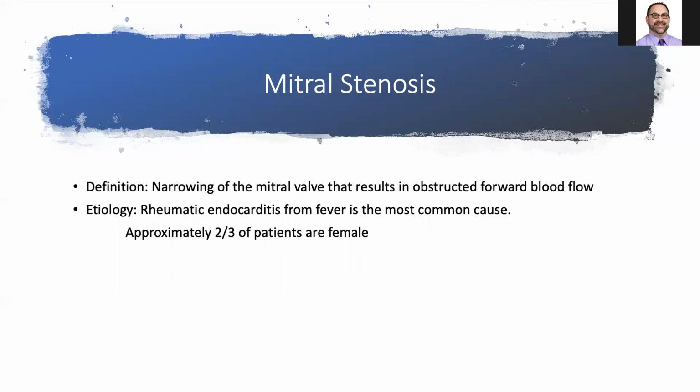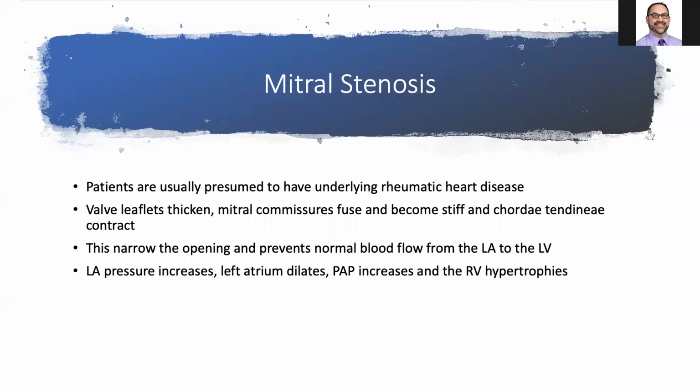Mitral stenosis is narrowing of the mitral valve as a result of obstructed forward blood flow. Etiology: rheumatic endocarditis from rheumatic fever is the most common cause. Approximately 2/3 of the patients are female. Patients are usually presumed to have an underlying rheumatic heart disease. Valve leaflets thicken and mitral tissue becomes fused together. The narrowed opening prevents normal blood flow from the left atrium to the left ventricle. The left atrial pressure increases and dilates the left atrium.